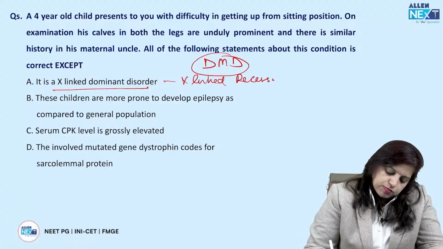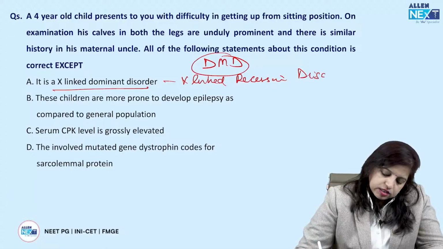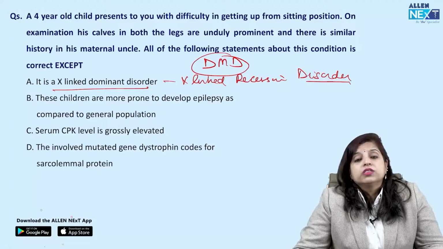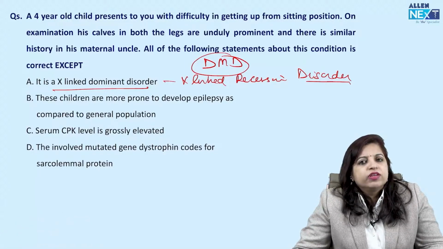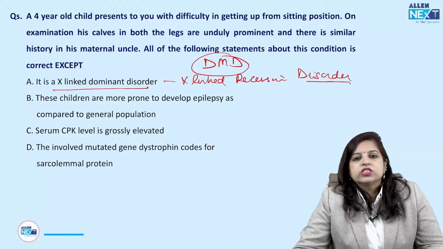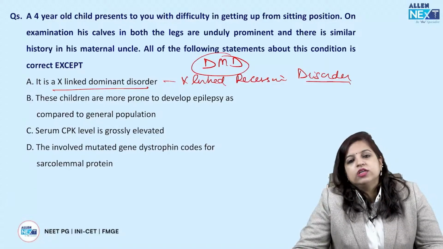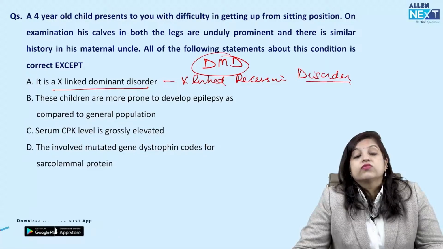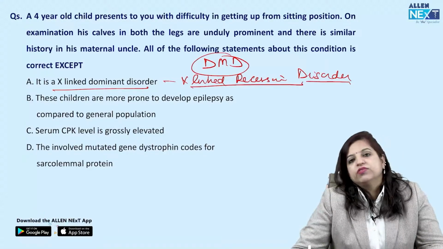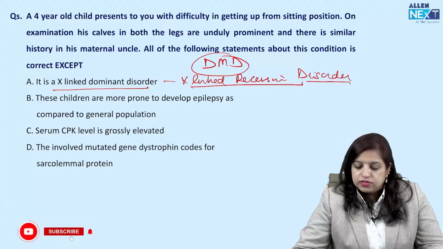You are not supposed to forget the inheritance pattern of DMD. Why? Because DMD is one disease which is extensively studied in genetics, number one. Number two, the gene which is involved, or the mutated gene which is known as the dystrophin gene, is one of the largest genes to be studied till date. So you should know the genetics of DMD very well. It is an X-linked recessive disorder.